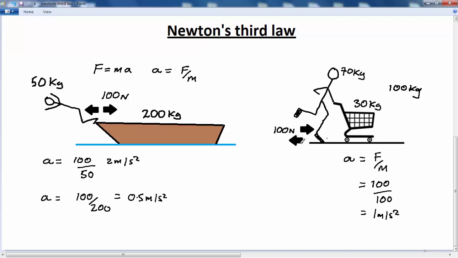At the same time, the shopper is pushing against the earth with exactly the same force. So we can say the earth also accelerates. However, because the mass of the earth is absolutely enormous compared with the force with which the shopper is pushing, the acceleration of the earth is effectively zero. In other words, it doesn't move at all. Only the shopper and his trolley move.